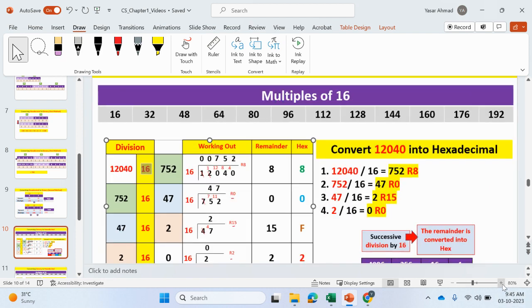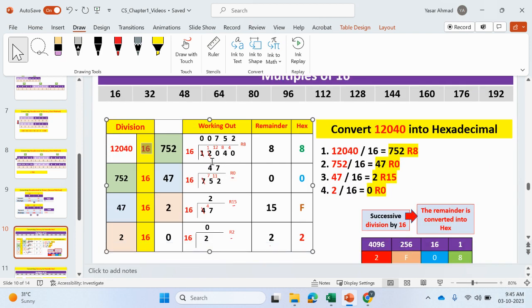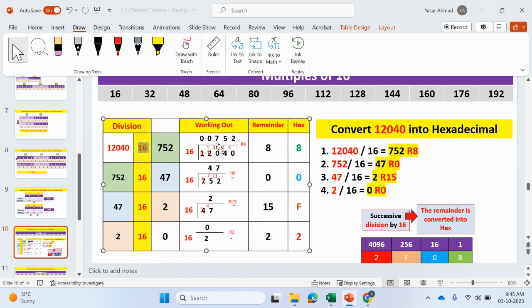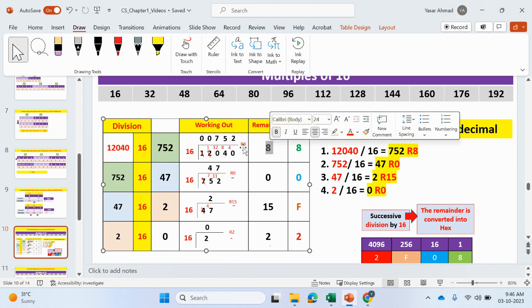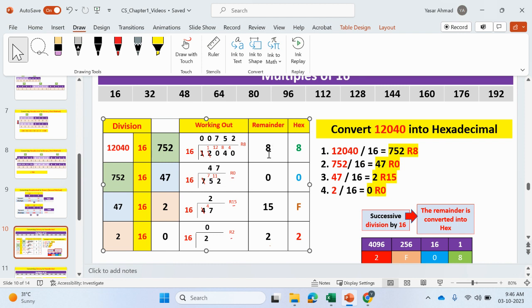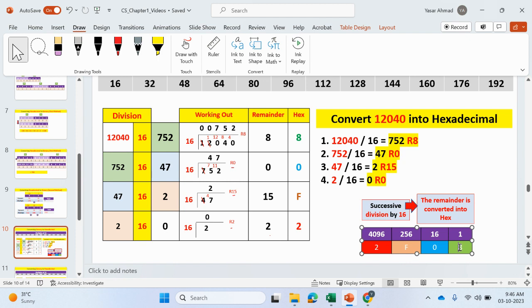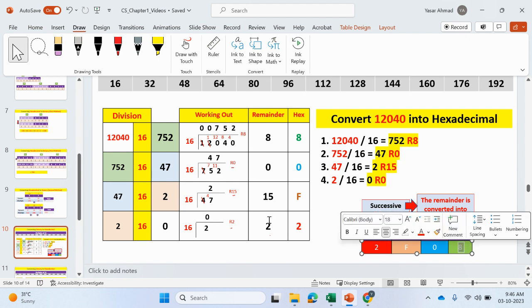If I zoom in, you can see my workings out. This is how I divide. There are two things we need to take from here. How many times does 16 go into 12,040? The answer is 752. So we move this number down here. And the hexadecimal is taken from the remainder. The remainder was 8. Since 8 is a numerical value, the hexadecimal is also the same. We place that 8 down here as the first hexadecimal value.